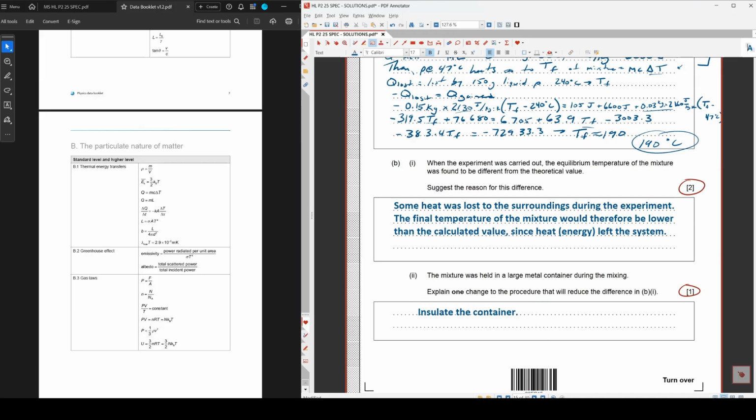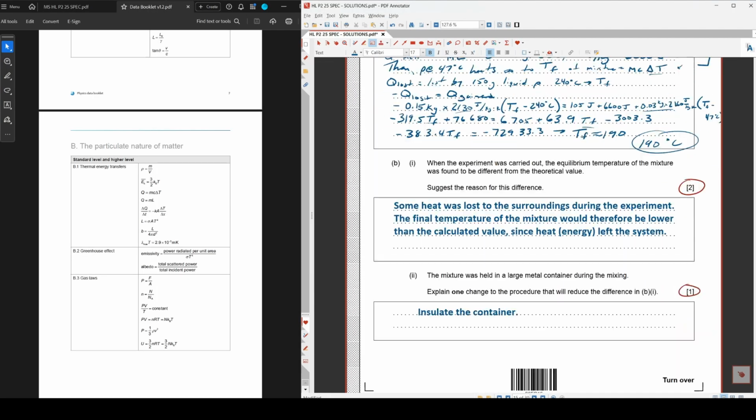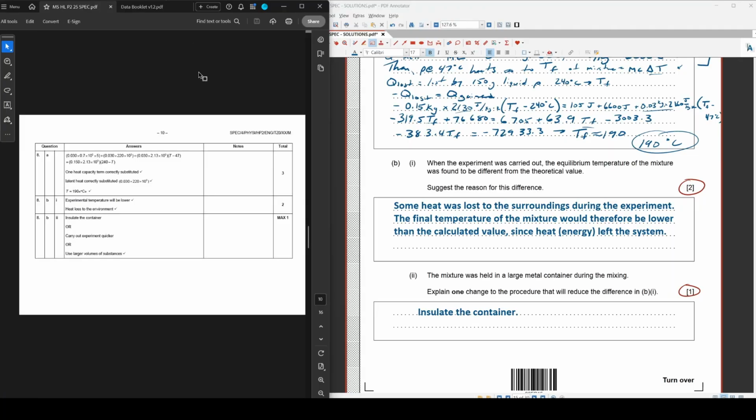Use an insulated container. Use something with a lower specific heat capacity. Cover it with a lid. Say something like that. Hey, look, we just got 3 points. Those 3 points are worth just as much as these 3 points. Make sure you get those points.